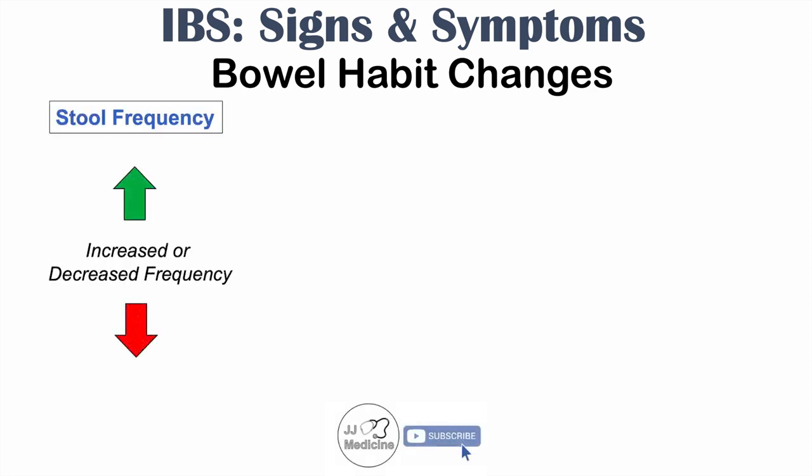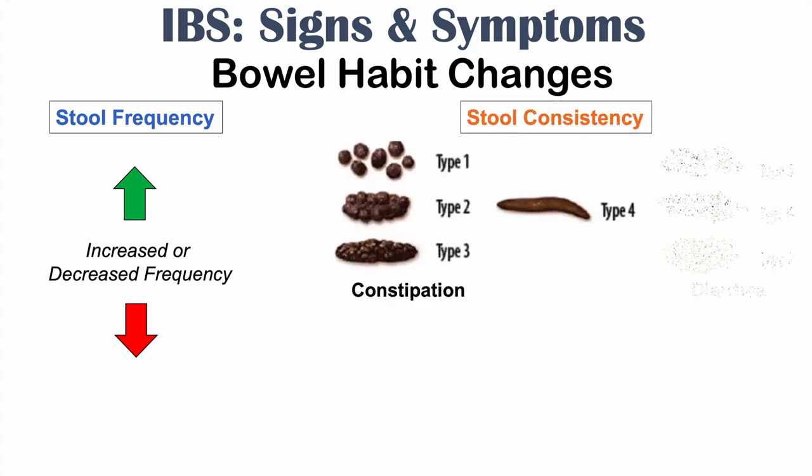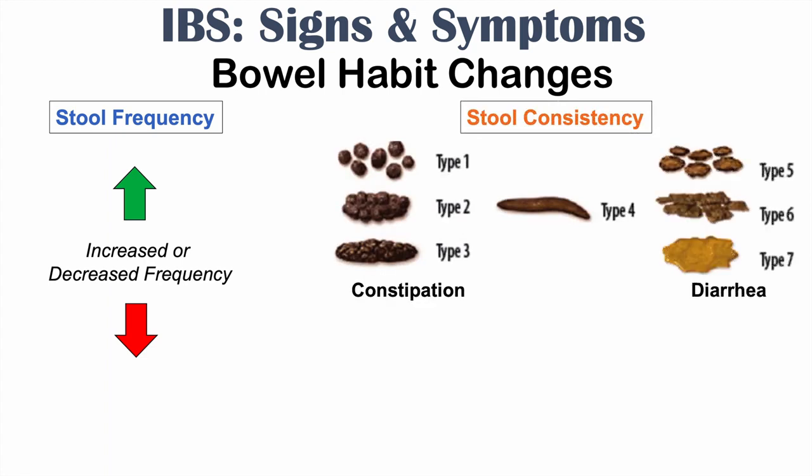So this is split up into two components. One is stool frequency. So either patients will have an increased or decreased frequency of bowel movements. So increased bowel movements per day or decreased bowel movements per day, and or changes in stool consistency. So we use the Bristol stool chart to describe the changes in stool consistency.